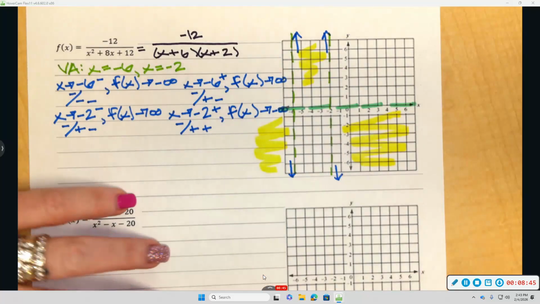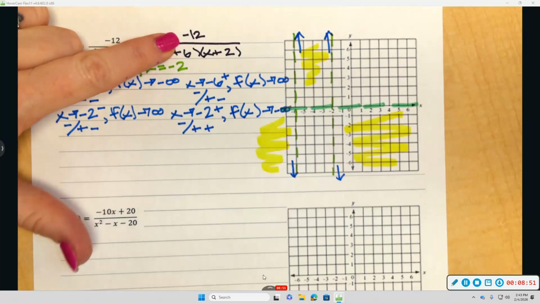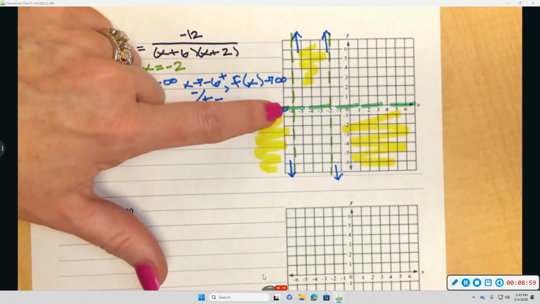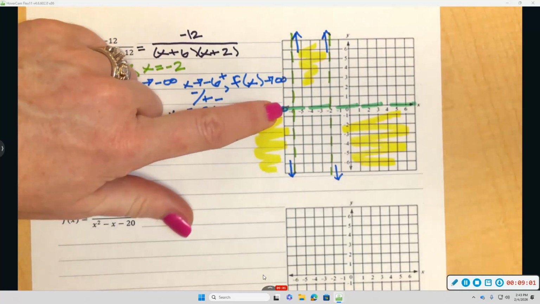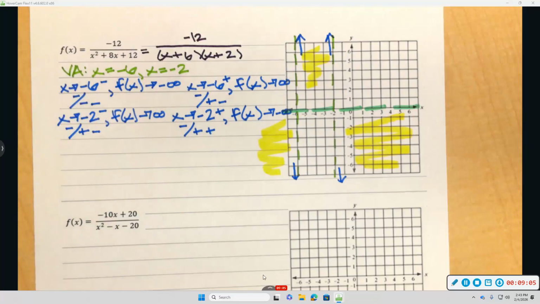There's no reason to. The next thing we're going to look at is x-intercepts, which are zeros of the numerator. There is no way for negative 12 to equal 0, right? And we're not surprised that there's no x-intercepts because that is our asymptote, and our behavior here showed us that we shouldn't cross it.